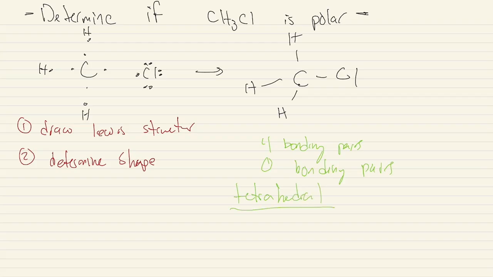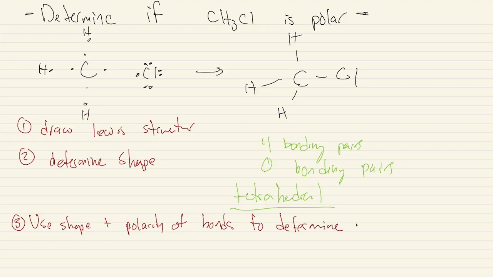So now that we have the shape, we'll analyze the shape in combination with the different bonds on this molecule to determine if it's polar or not. So we're going to use shape plus polarity of bonds to determine if the molecule is polar.